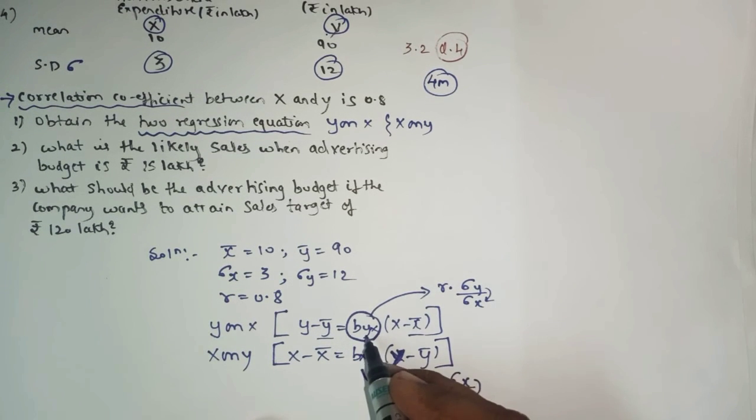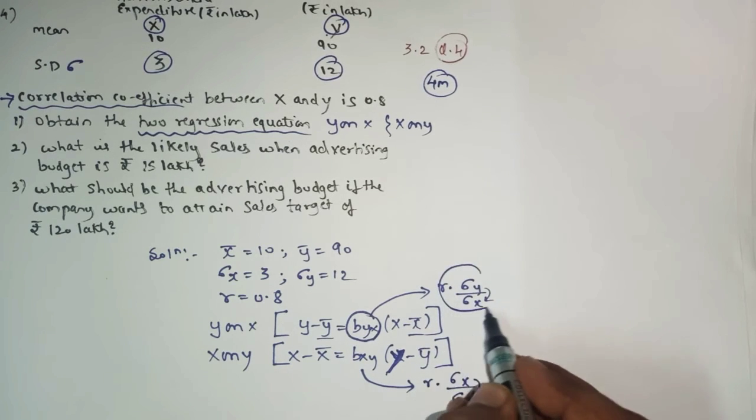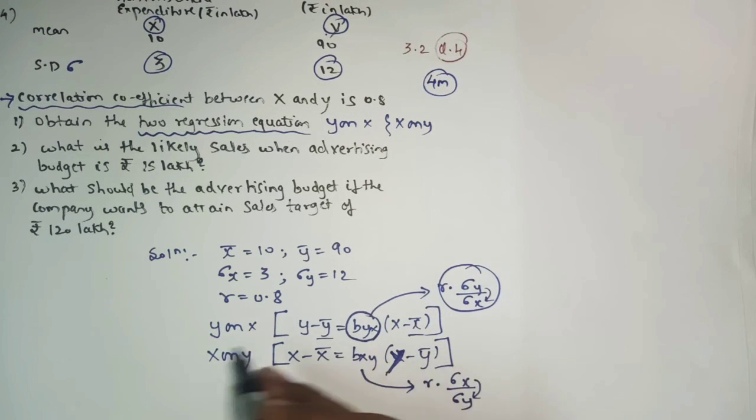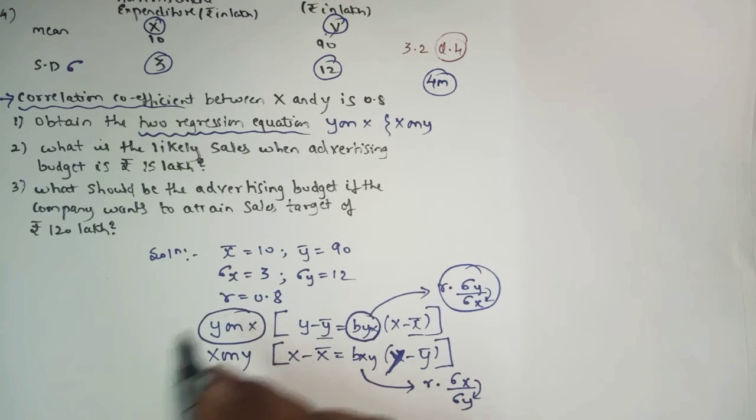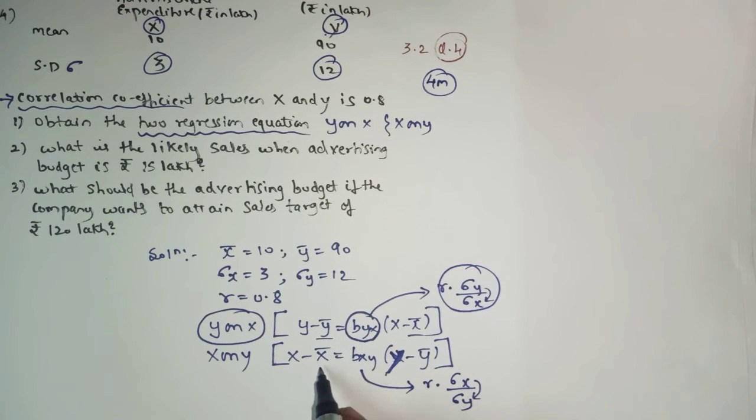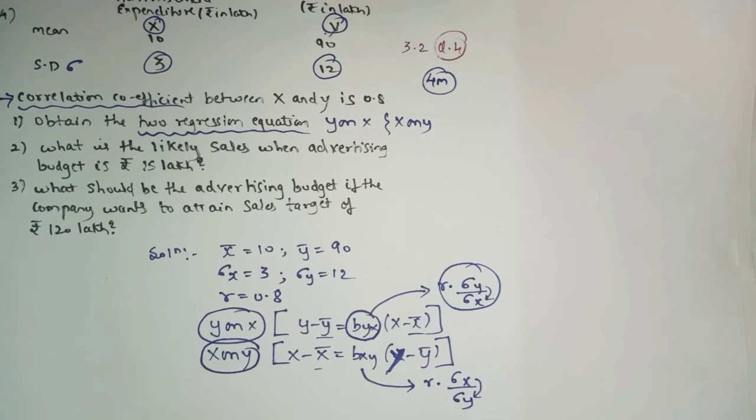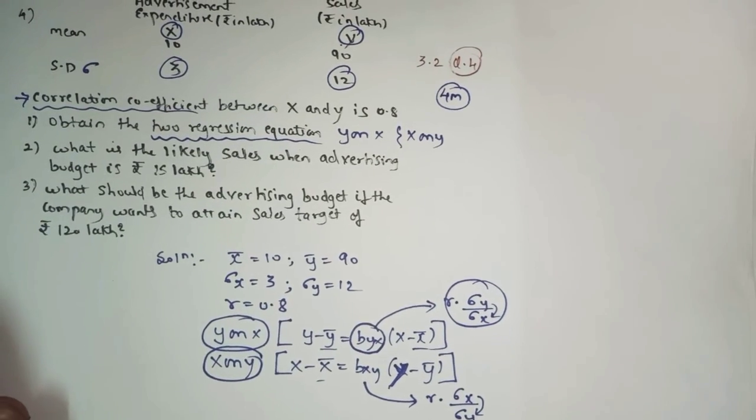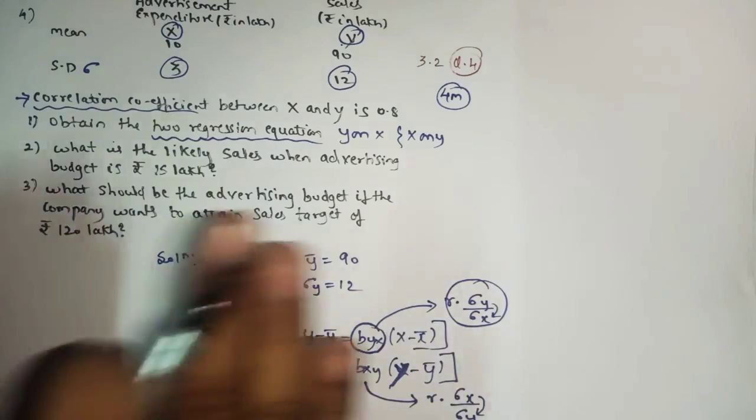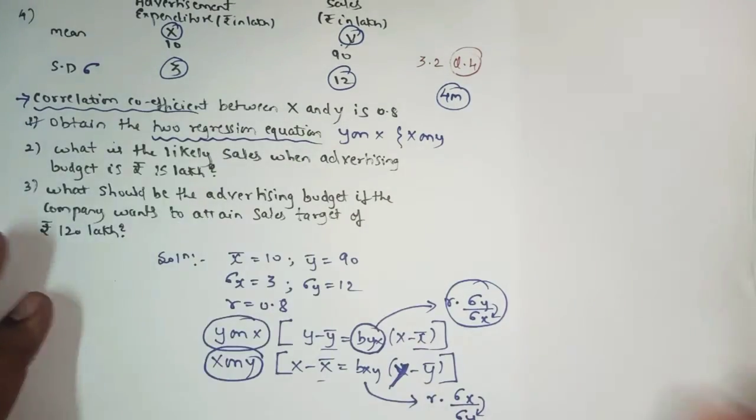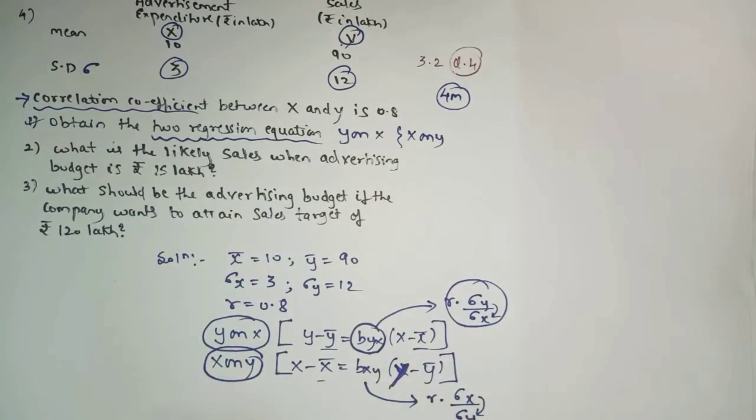So first you will find byx by using this formula. Substitute all the three values to get the regression equation y on x. Here also substitute all the three values to get the regression equation of x on y. I hope you all understood till here how to obtain the two regression equations.